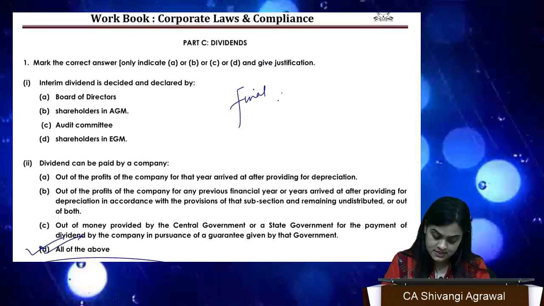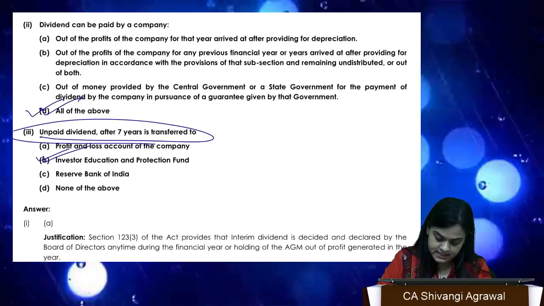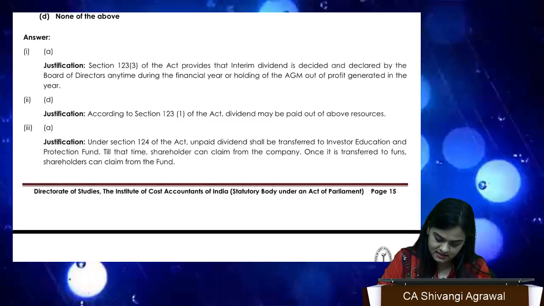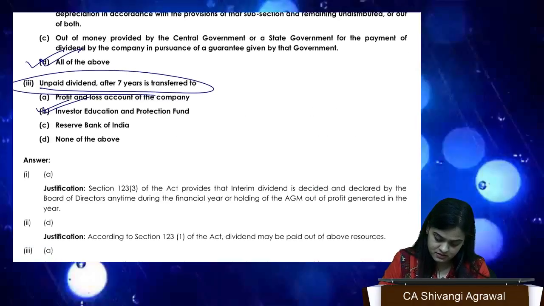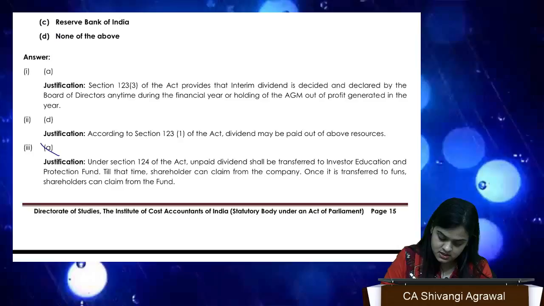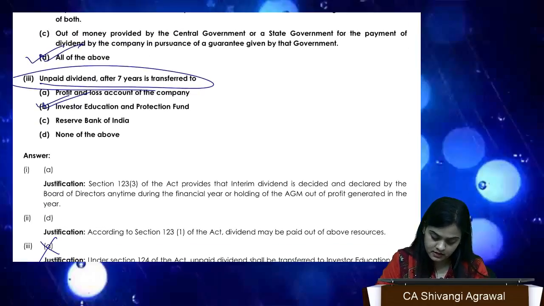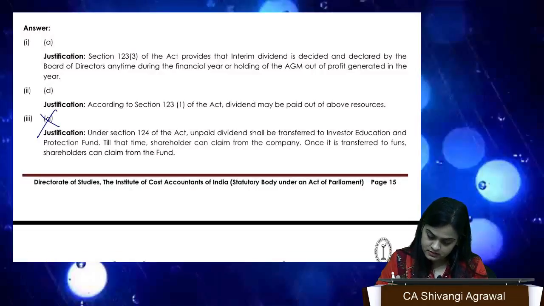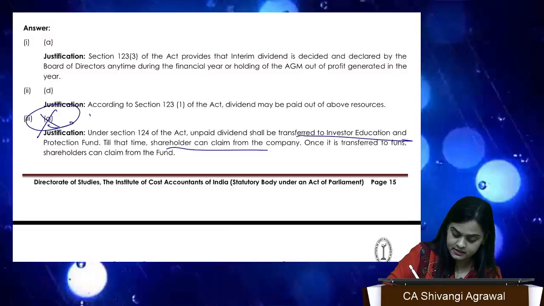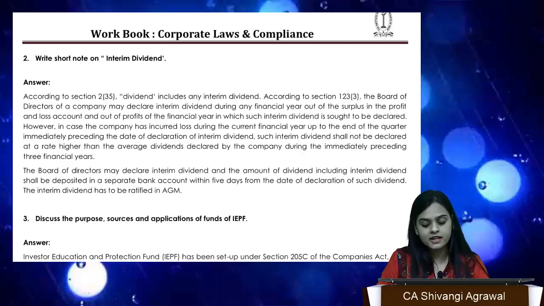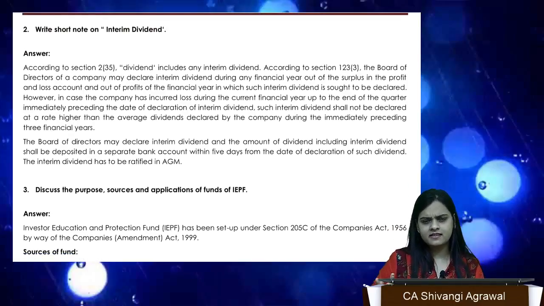I think the answers, let's check the answers. It's A, D and B. A, D and A. How come it's A? A is profit and loss account. No. This is incorrect. Absolutely incorrect. Okay, in the justification they have written it correctly, but this particular part they have written incorrect. So you mark it. That's why I tell you that please check. Mistakes, errors, they can be found anywhere and everywhere.